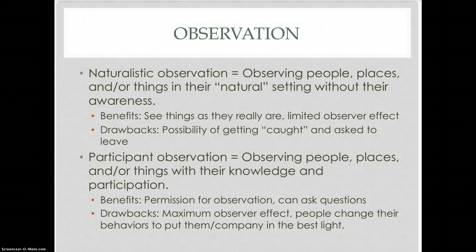Naturalistic observation is when you are observing people, places, and or things in their natural setting without their awareness of it. Some of the benefits of that would be that you're able to see things as they really are. You limit the observer effect, which is the idea that if you observe something, the situation or whatever you're observing is going to change just because you're observing it. Some of the drawbacks would be that you have the possibility of getting quote-unquote caught and asked to leave.